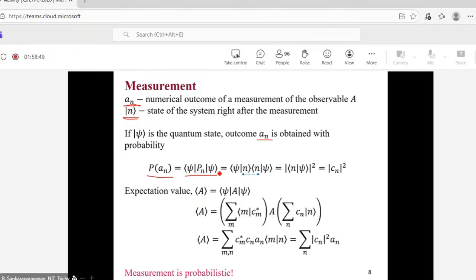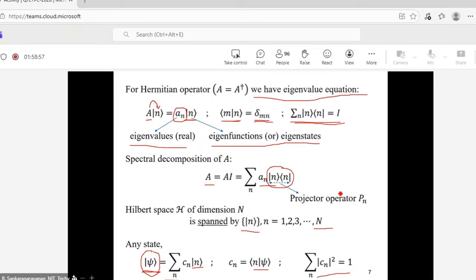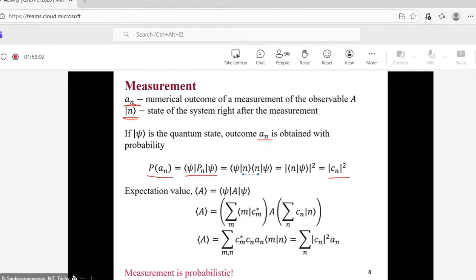which is equal to |<n|psi>|^2. So what is |<n|psi>|^2? It is nothing but |Cn|^2. So what you just saw, |Cn|^2, is nothing but the probability of getting the outcome an in your measurement. So this is the meaning of the eigenvalue.